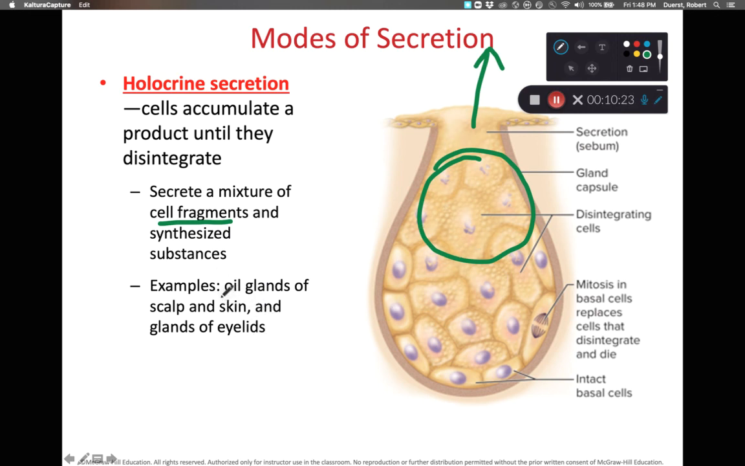So when we think of the sebaceous or oil glands of our integumentary system and the glands of our eyelids, we're going to have a wide variety of chemical compounds and macromolecules being secreted in these complex mixtures that are released.